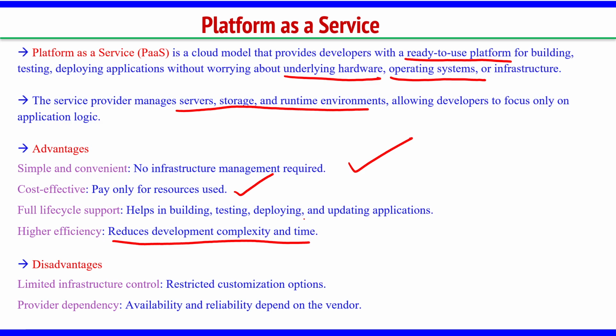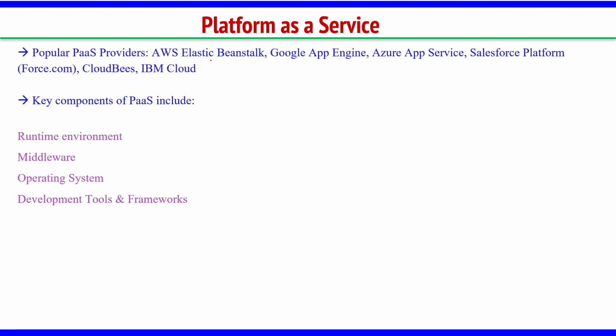Again, like other services, here also we have drawbacks. Limited infrastructure control. Since infrastructure is also taken care of by the provider, you do not have any control over the infrastructure. And the most important part is provider dependency. So availability and the reliability features depend on the vendor. Which vendor is supporting this? It depends on that particular provider. So some examples are AWS Elastic Beanstalk, Google App Engine.